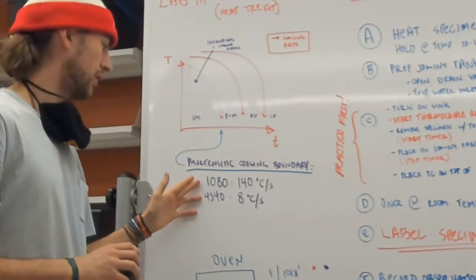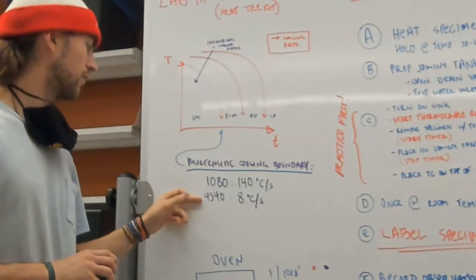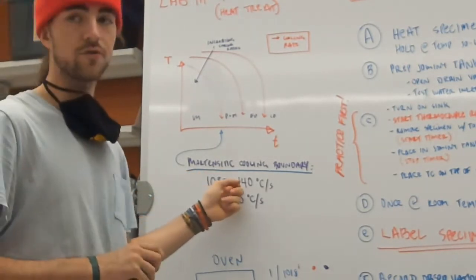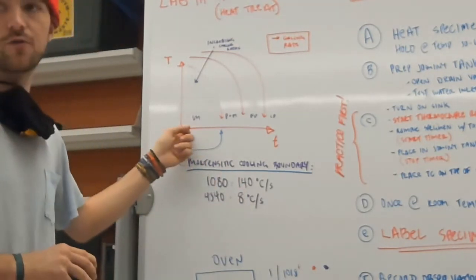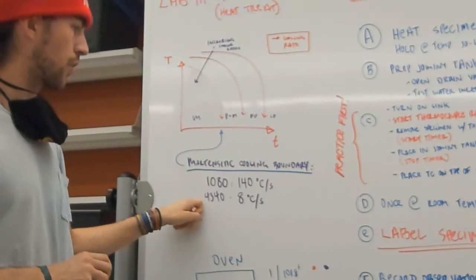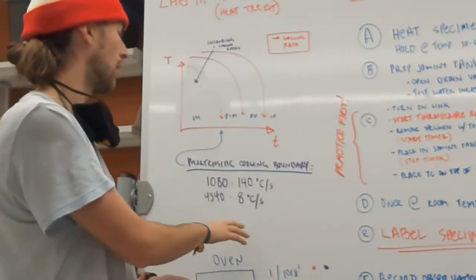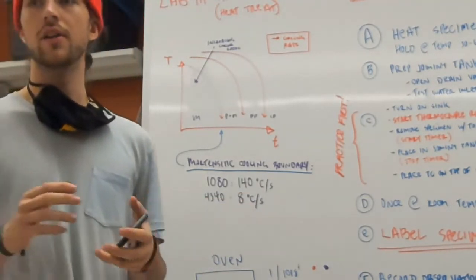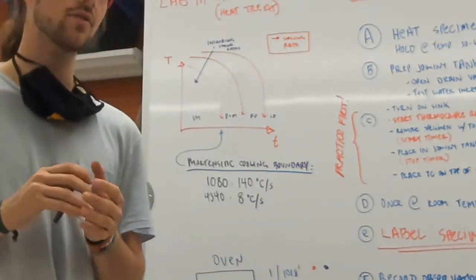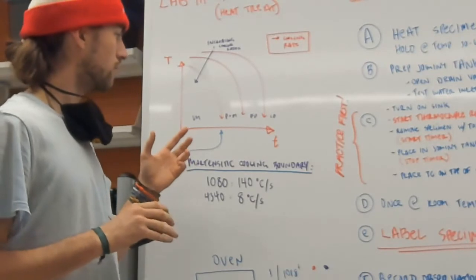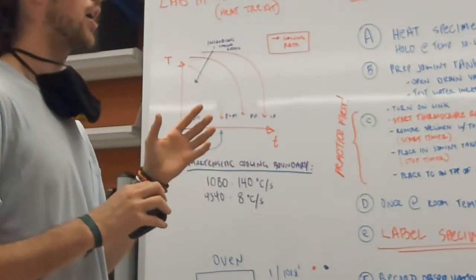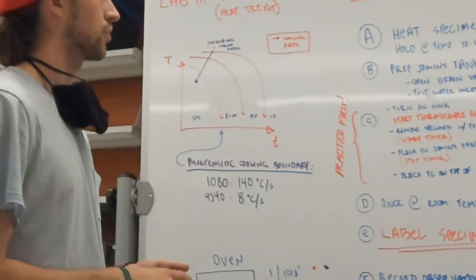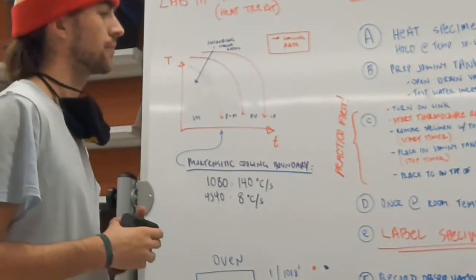For example, two of the steel specimens that we are using, 1080 and 4340: the 1080 requires a very fast cooling of 140 Celsius per second in order to have full martensite, versus the 4340, which has a different carbon content and only requires 8 Celsius per second. So these different steels have different carbon contents, and these carbon contents have a very significant impact on how you have to heat treat them in order to have certain desired crystal structures in your steel.